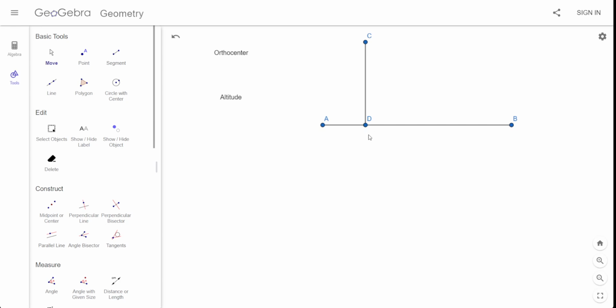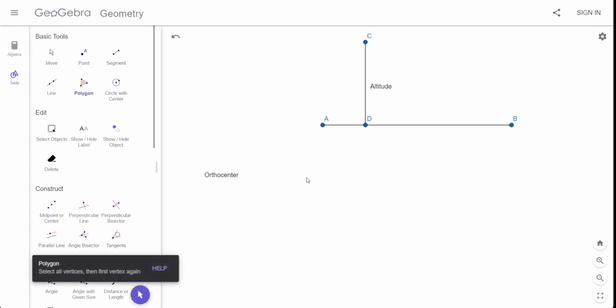So it's from a point perpendicular to a side. What did we do on the circumcenter? We went from the midpoint of a line segment perpendicular to that midpoint, correct? This one, we're going from some point off of the line segment, perpendicular to that line segment. That's altitude. Now what we're going to do is orthocenter. So we're going to do this with a triangle.